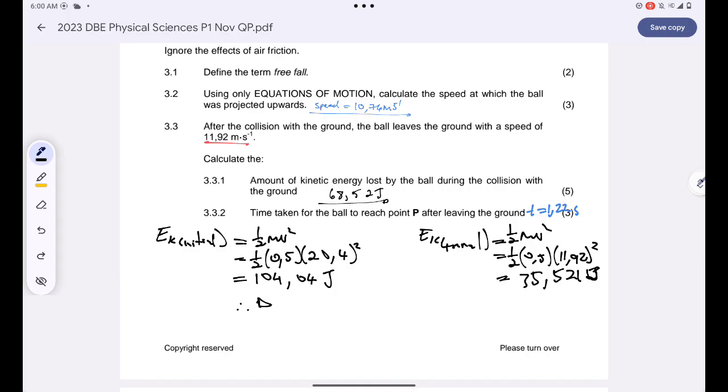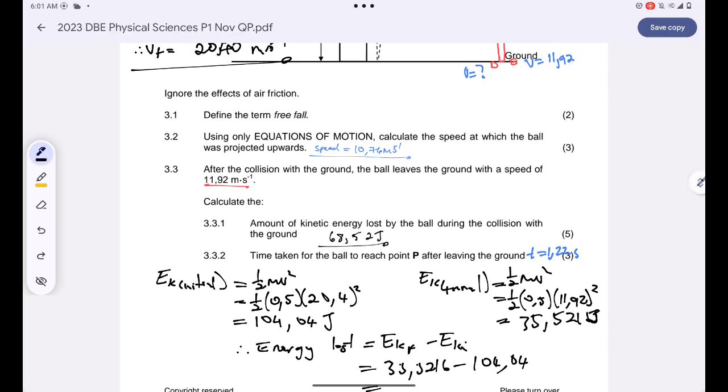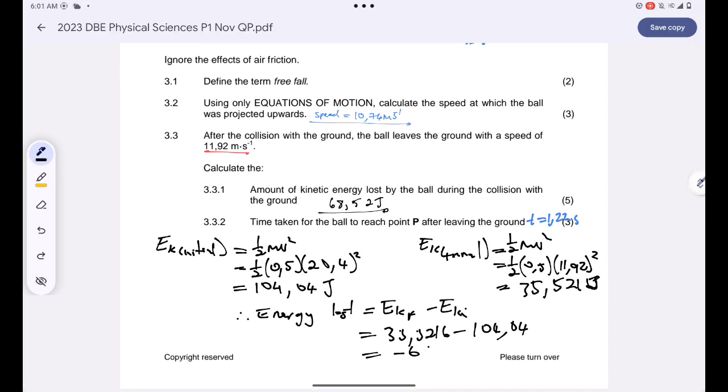And then the change, or simply say energy loss, is simply EK final minus EK initial, which is 35.5216 minus 104.04. You still get negative 68.52 joules. Are you together?